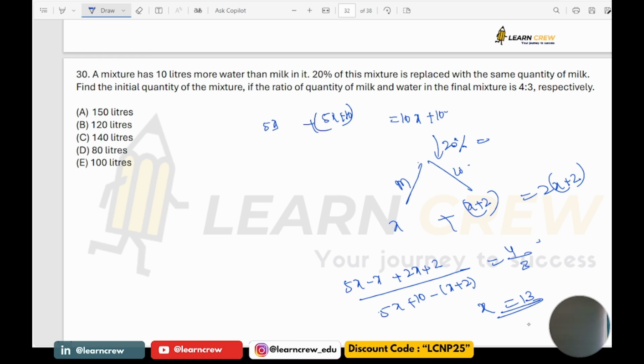So initially totally how much I have? 10x plus 10. 130 plus 10. How much? 140. 140 liters is the answer.